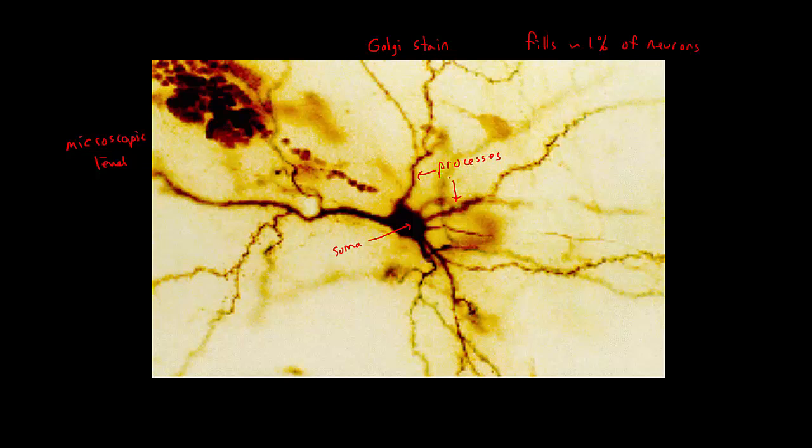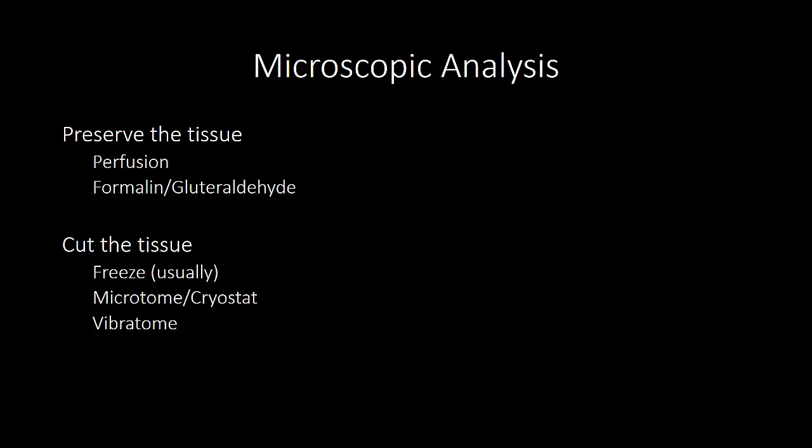I'm going to tell you a little bit how we get to this stage. You don't just pop a brain out and get this. We have to do some stuff to it. In order to do microscopic analysis, the first thing we have to do is preserve the tissue. If you leave anything out for a long time, it basically just rots. Brain tissue is no different. The brain has a lot of fat, so when it breaks down, it smells horrible. It is one of the worst smells I've ever smelled.